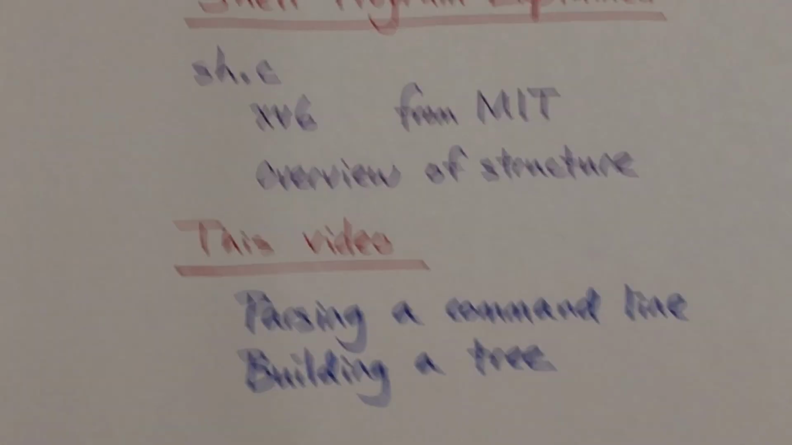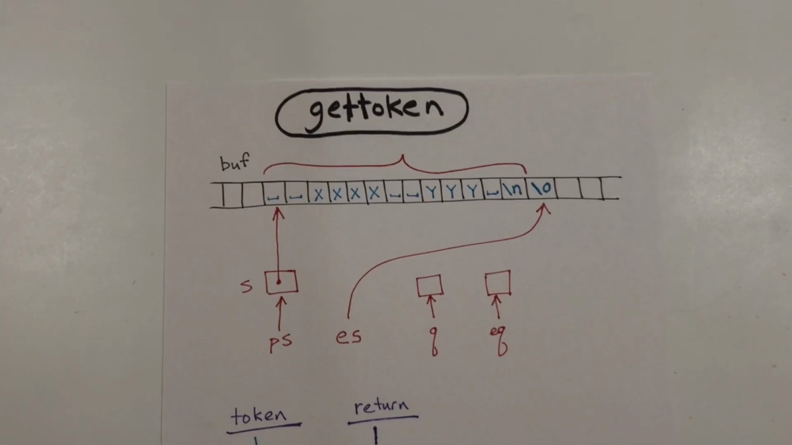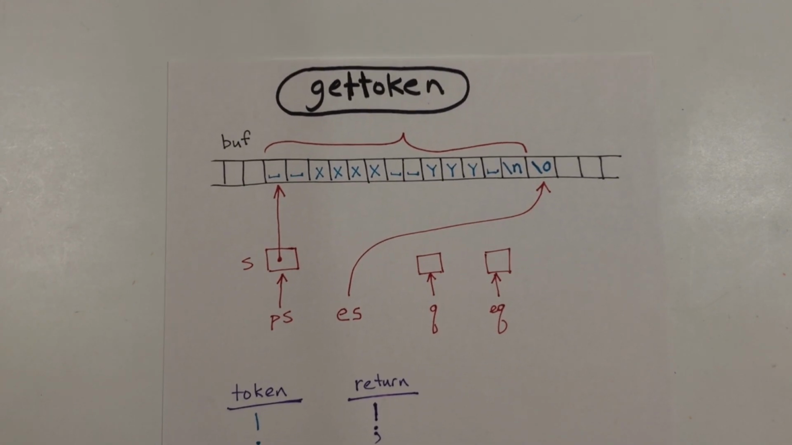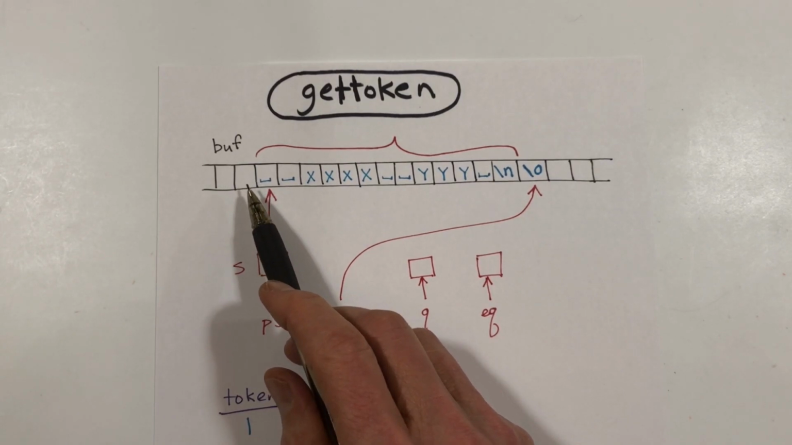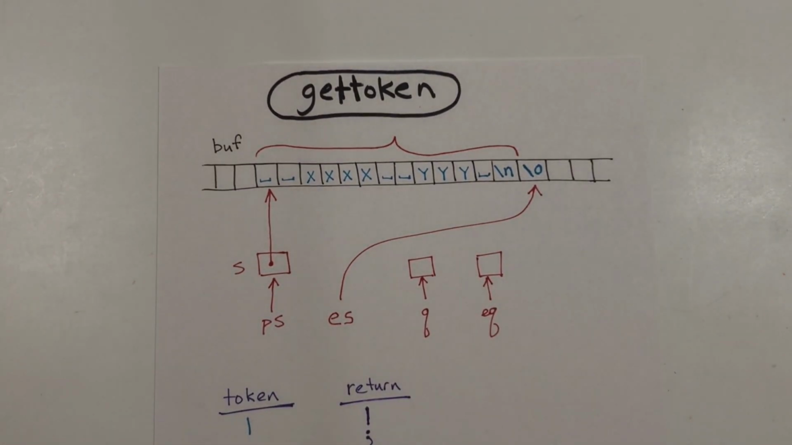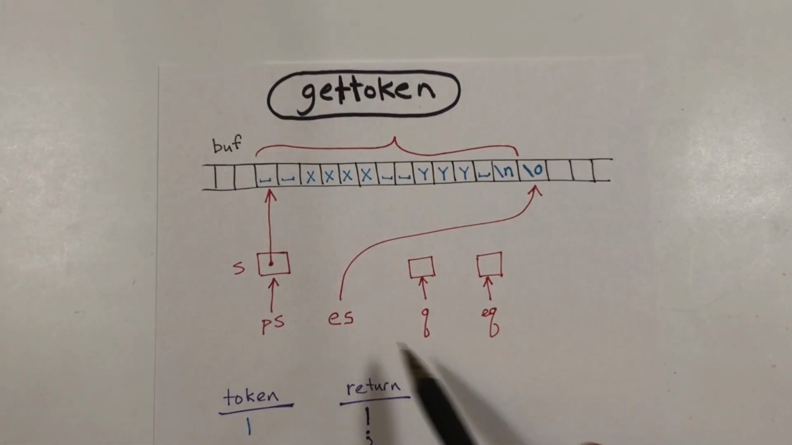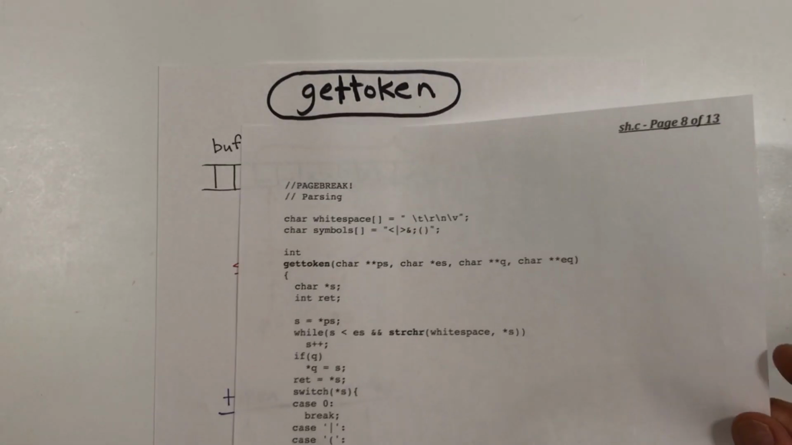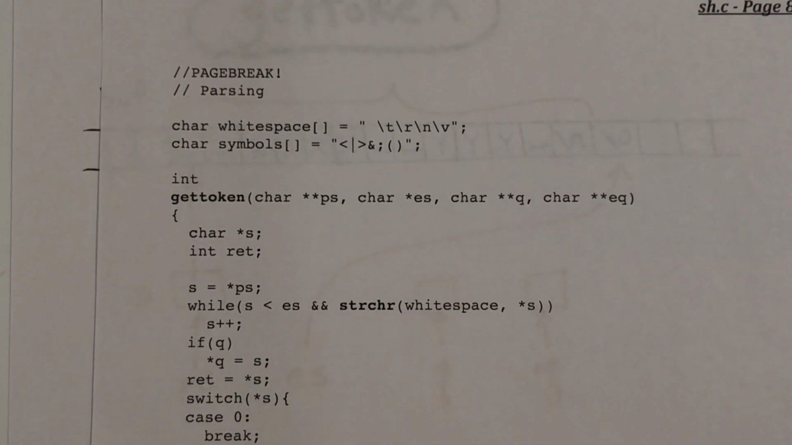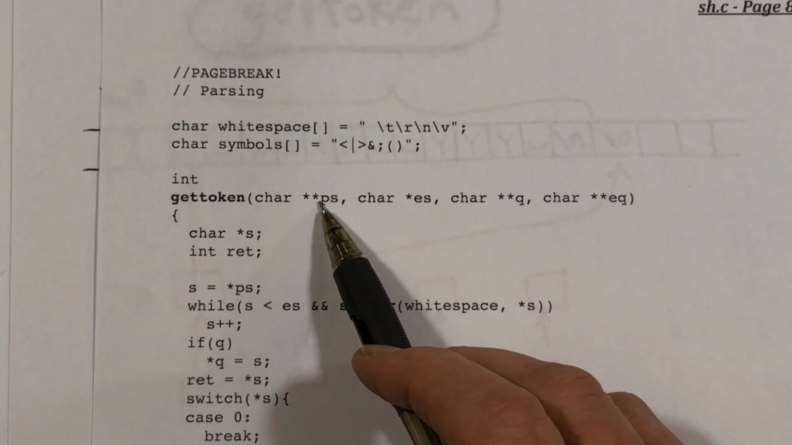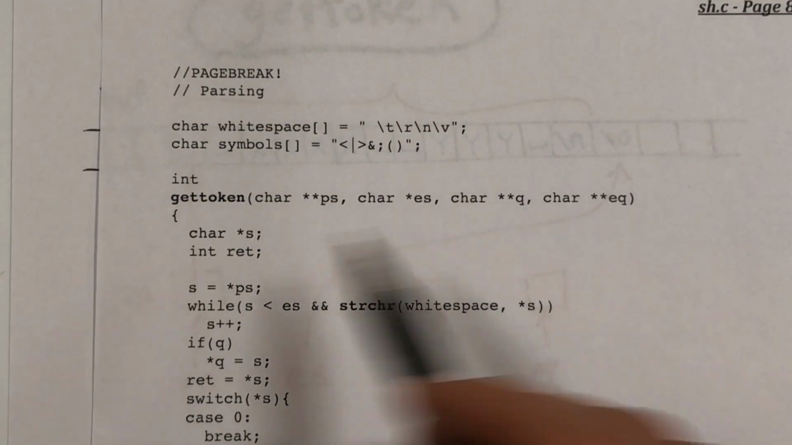So the first function that I want to look at is the GetToken function. In order to understand that, we need to look at what that function does. There's a fixed size buffer containing the input line. We assume that that has been read in. GetToken takes 4 arguments and returns a result. Here is the function prototype for GetToken, and we can see it takes a pointer to a pointer, a pointer to a pointer, and a pointer to a pointer, and it returns an integer.